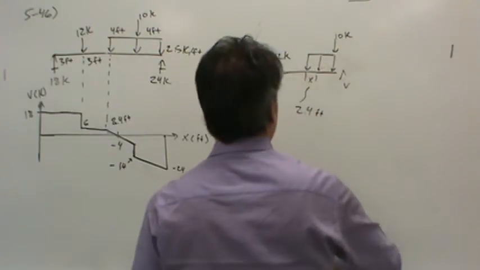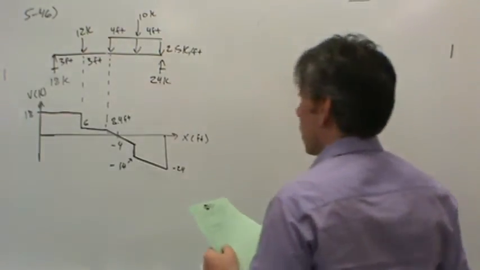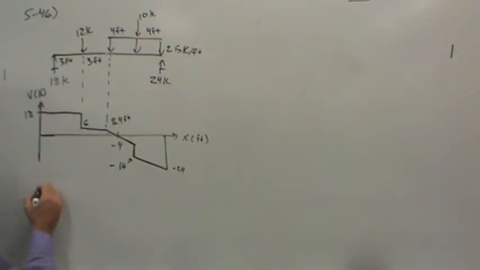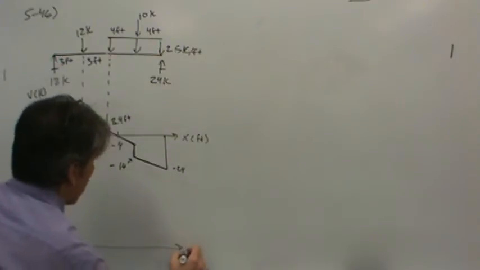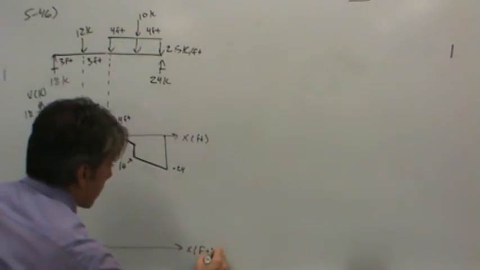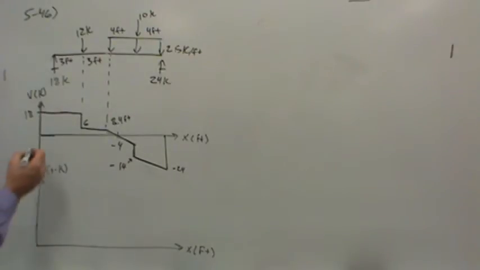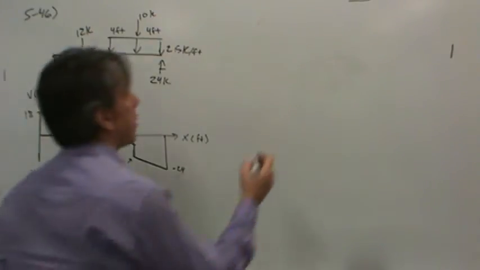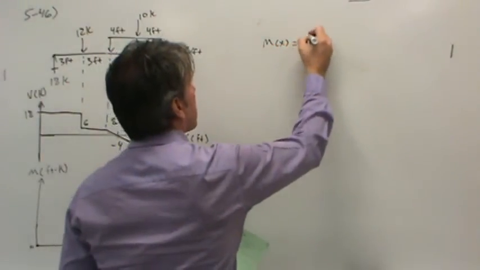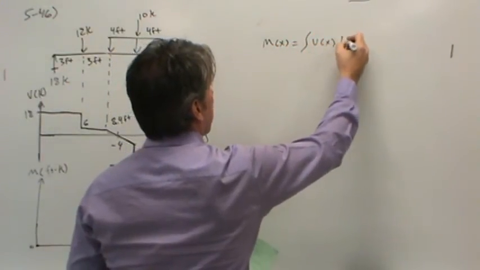So let's come up with the moment load. The moment will be in kips, or well, really foot kips. Record our position along the beam in feet. The moment at the left-hand side, there are no external loads applied, so the moment begins at 0, which is not a surprise.